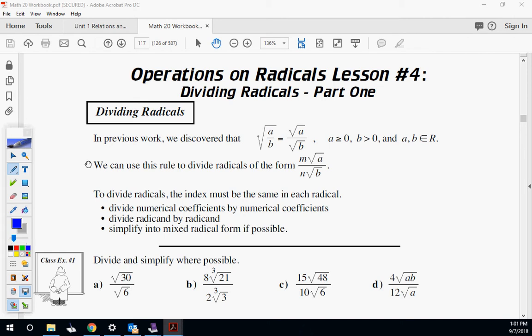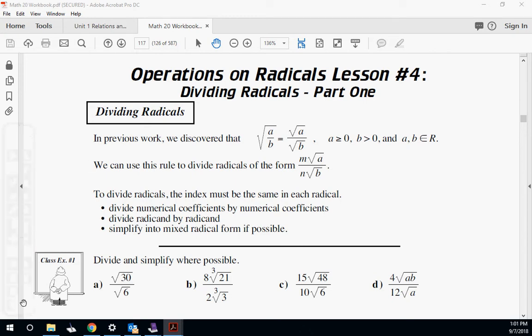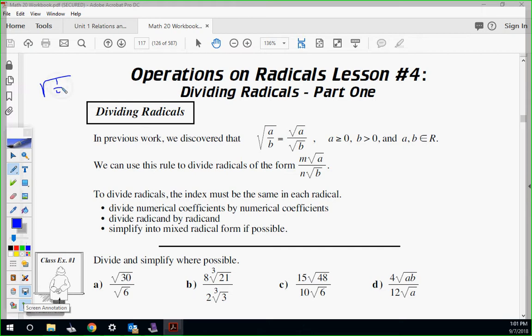Lesson 4, part 1 of dividing radicals. In previous work, we talked about the definition stating that the square root of a over b is the same thing as root a over root b. If you want some numbers for context, if I told you to take the square root of 1/4, you could go root 1 over root 4. That's how you do it. So the radical goes top and bottom.